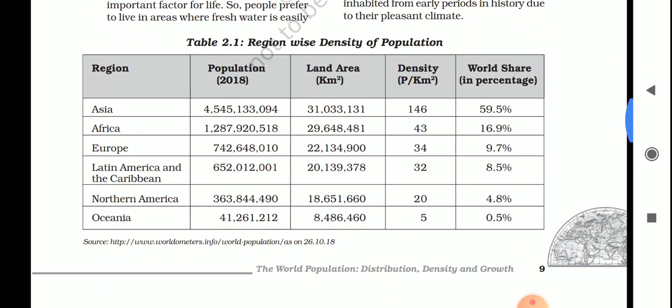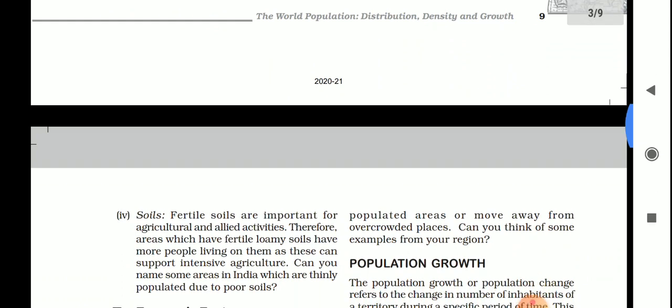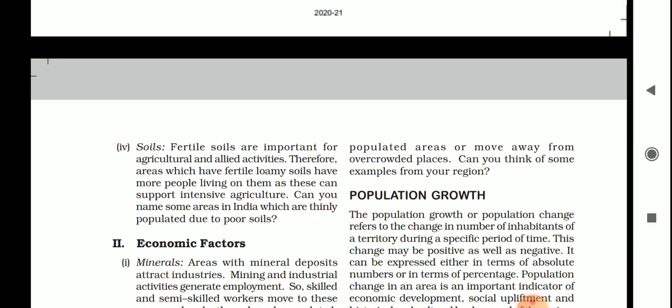Now here is the table, students, region wise density of population. This table is related to the density. Next is soils. Soil is also a very important factor. Fertile soils are important for agriculture and allied activities. Therefore, areas which have fertile loamy soils have more people living on them, right? So soil is also very important.